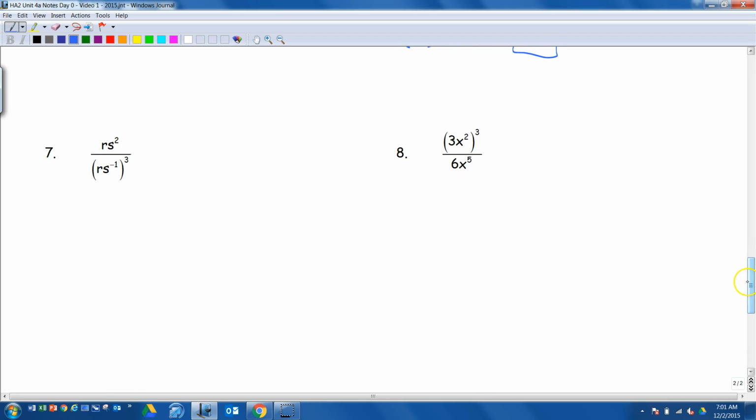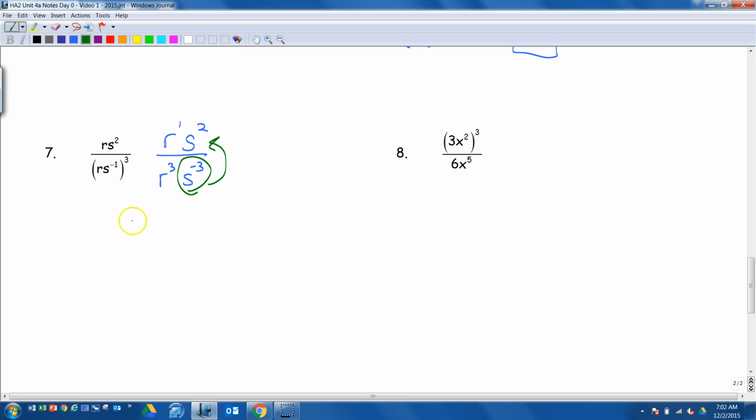Okay. All right. Here, I'm going to distribute the bottom first because I can. There's no plus sign. R cubed s to the negative 3. So these are a negative exponent, so I'm going to bring them up and make it positive. And again, if it's a negative on top, you bring them down. So that's how the negatives work.